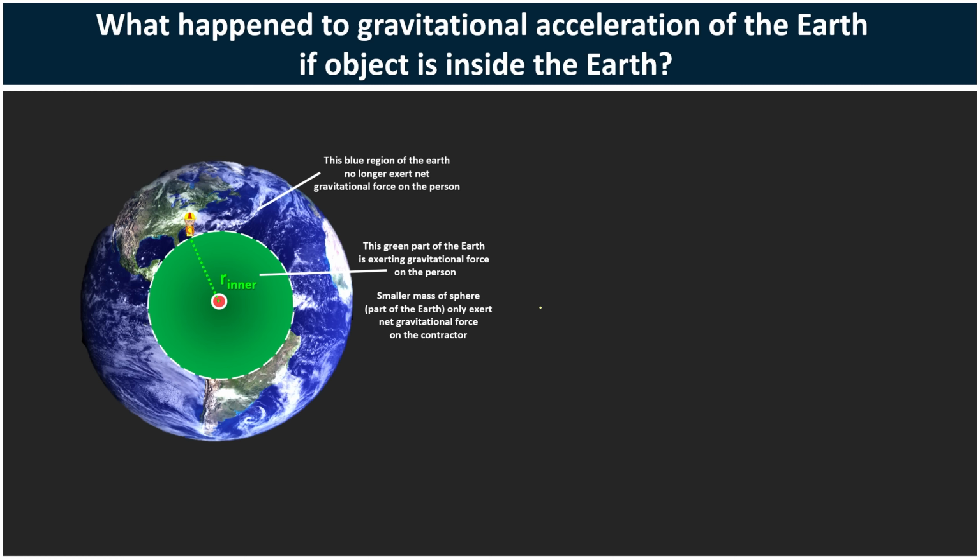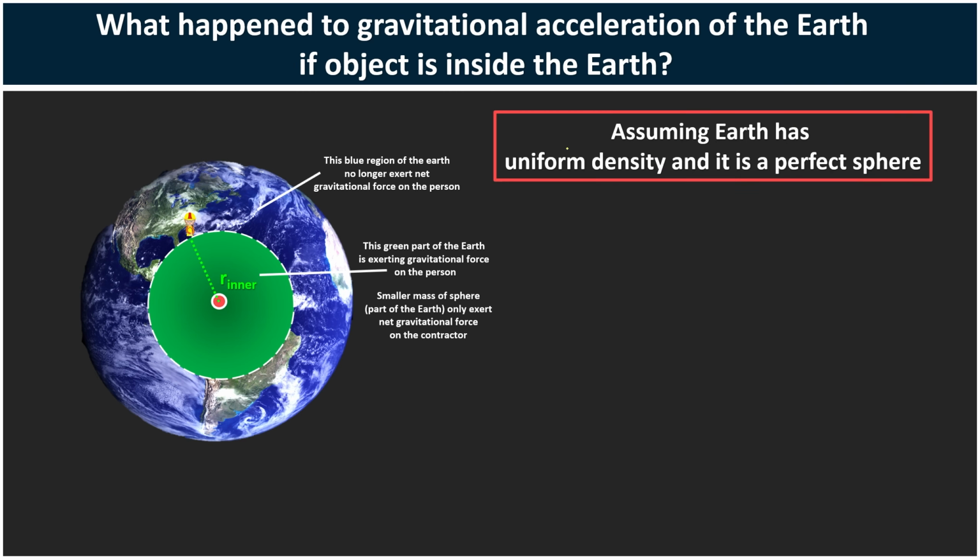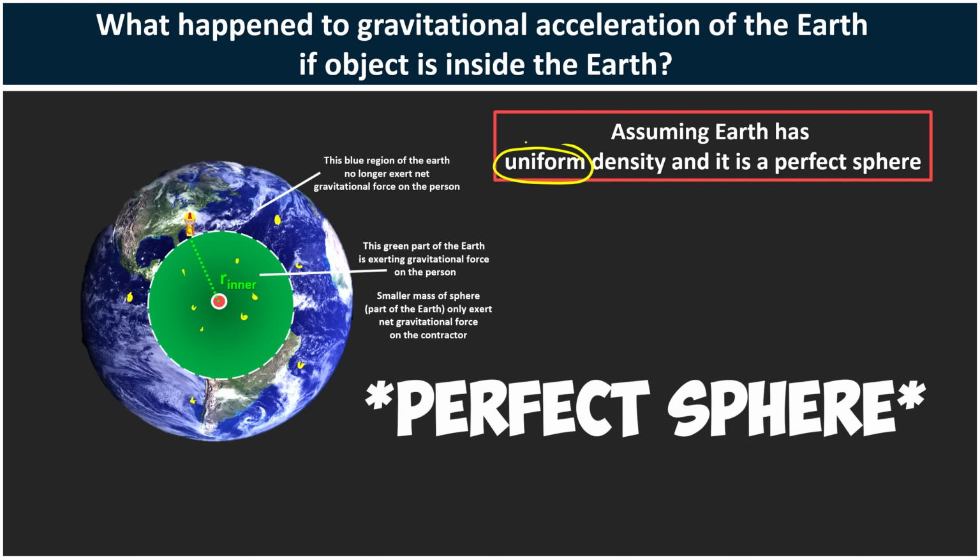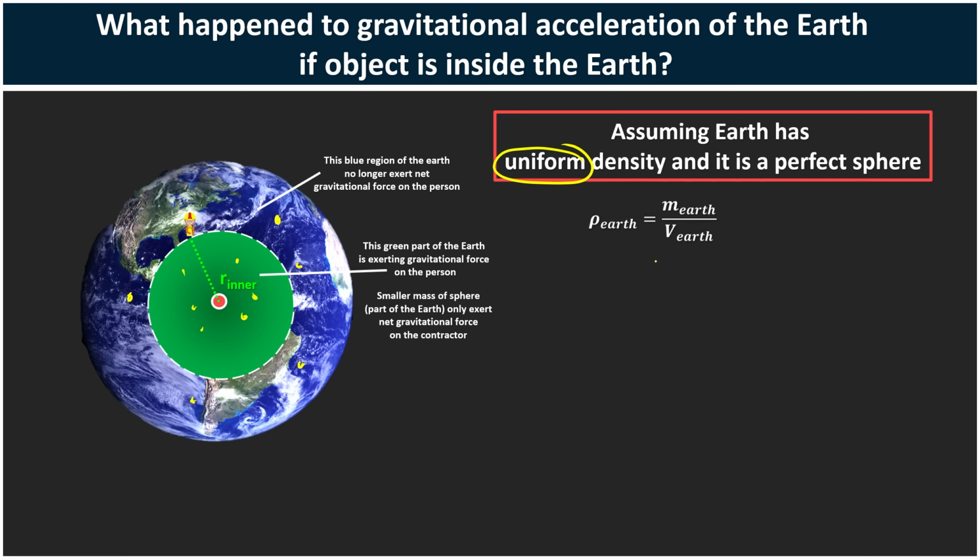And this theory is only correct when we assume the Earth has a uniform density. It means no matter where you are inside the Earth, all over the Earth has the same density. And we also assume Earth is a perfect sphere. As we know, density has the formula of mass over volume, and a sphere has the volume of 4 over 3 pi r cubed.